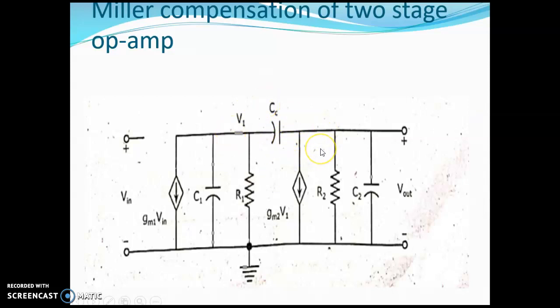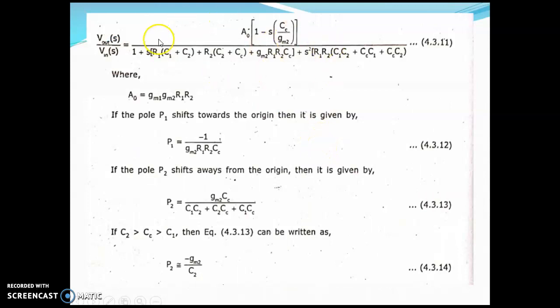So the overall transfer function using this Miller capacitor is nothing but the output by input, where you can take the gain value. Here you can see the pole. The pole can be shifting towards the origin or away from the origin. So two conditions are taking place. When the pole P1 is towards the origin, it is given in this form, and when it is away from the origin.